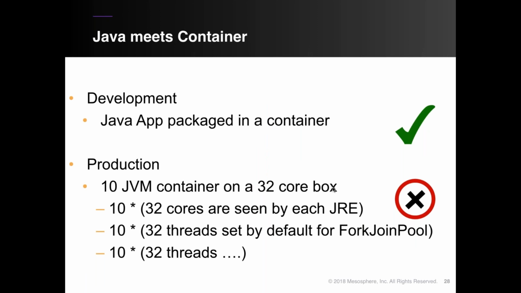And this is then exactly the scenario. We try to deploy 10 JVM containers onto a 32 core box. So we have 10 times 32 cores seen by each JRE. So we start a total of 320 threads for the fork join pool, 320 threads for garbage collection, and so on and so on. So you can imagine this is not great for performance.